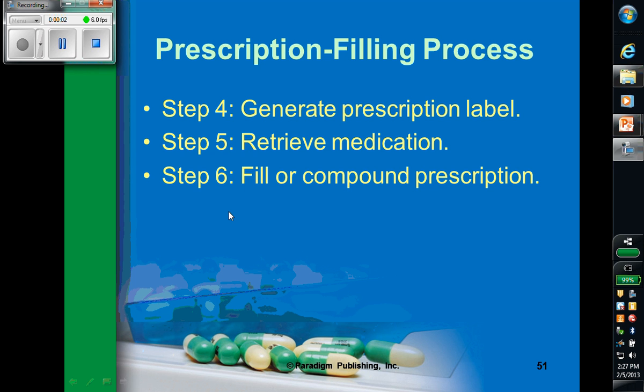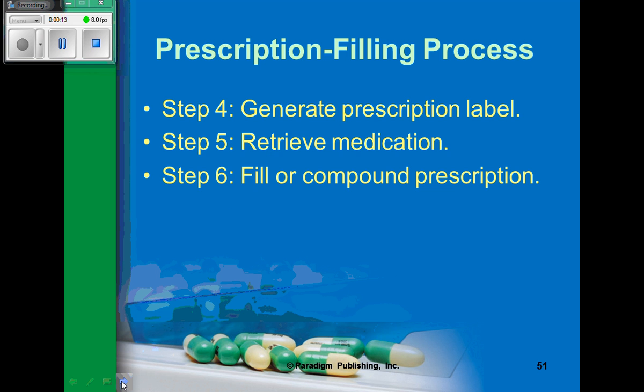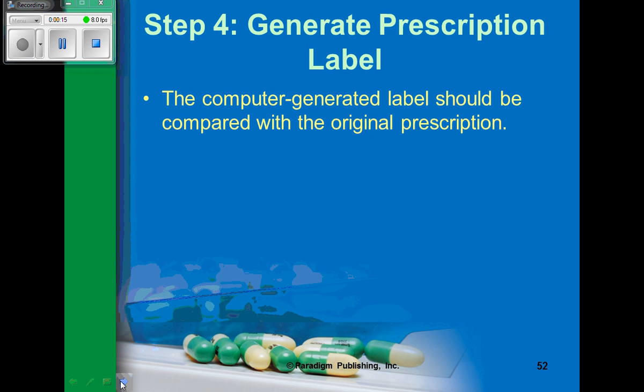Okay, this is part 3 of our chapter 12 recording. The next 3 steps that we're going to talk about are steps 4, 5, and 6 in the prescription filling process. Step 4, of course, is generating the prescription label.